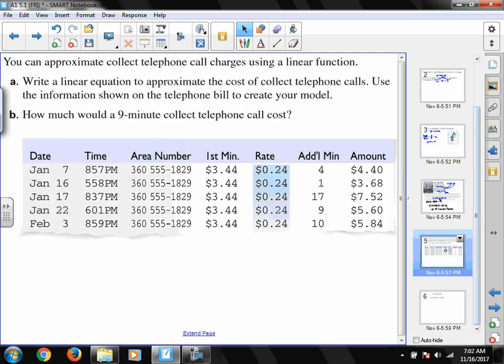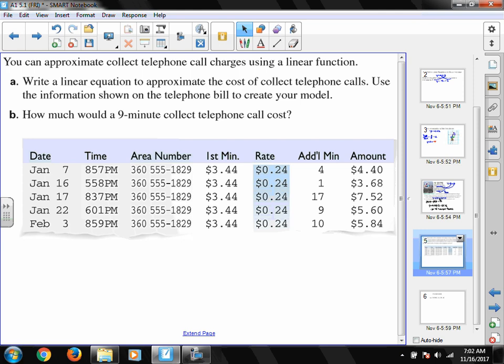Got one more for you here. You can approximate collect telephone call charges using a linear function. Collect telephone calls, kind of same idea as cell phones back from the 90s, early 2000s before everybody had a cell phone here. So we're going to write a linear equation to approximate the cost of a collect telephone call. Use the information shown on the telephone bill to create your model.